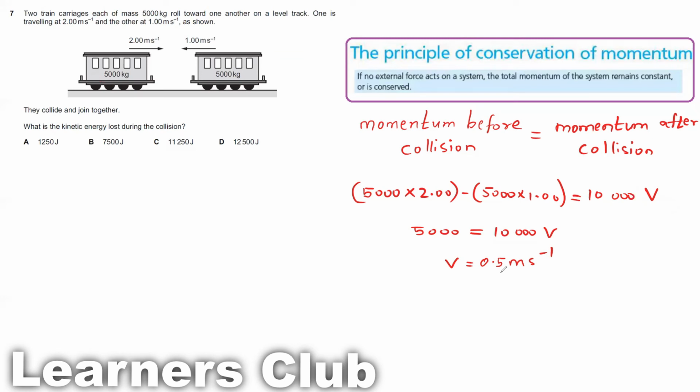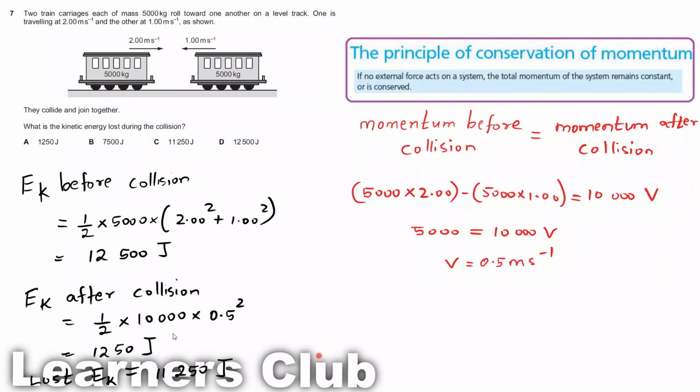The next step is to find the kinetic energy before collision and then after collision. So before collision, you just need to add up the kinetic energy individually: half mv² for the first one, then half mv² for the second one. So half into mass into the velocity squared, 2², plus half into mass into the velocity squared, 1². When you simplify, you get 12,500 joules.